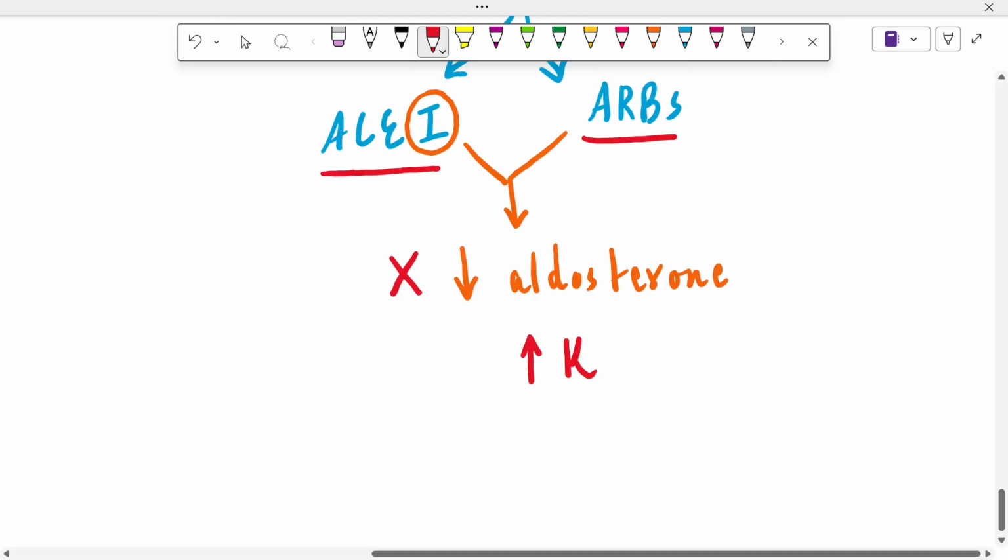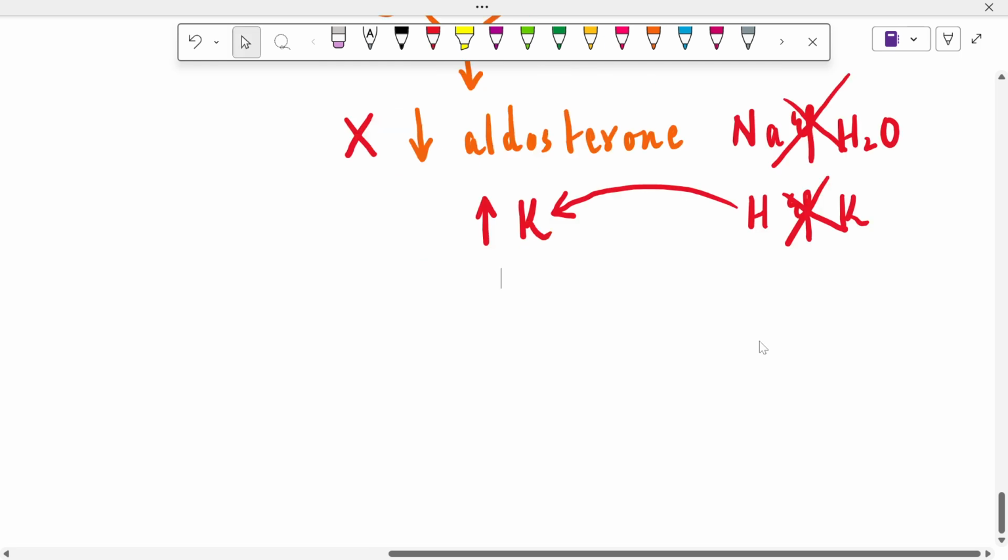Hyperkalemia, because when sodium and water are being reabsorbed, there is excretion of hydrogen and potassium, but they are not being reabsorbed, so they will not be excreted as well, and there will be a build up of potassium in the blood. So that's why either of the two can be used. Either we can use angiotensin receptor blockers or we can use ACE inhibitors.